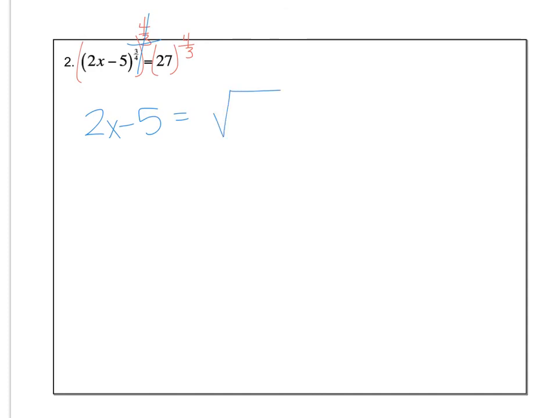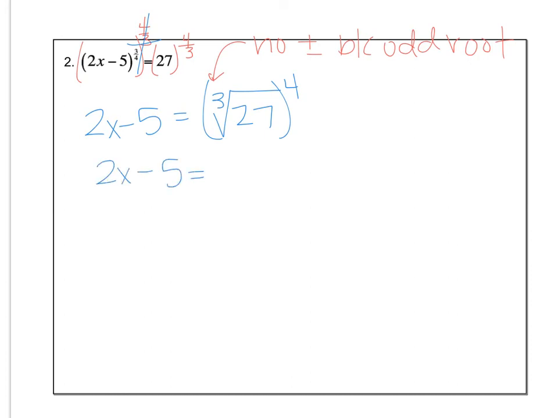Let's rewrite that, that's going to mean the cube root of 27 to the 4th power. And then we look at that, that is the cube root. Cube roots do not need plus or minus signs because they're odd. So no plus or minus because it's an odd root. So this goes back to that very first lesson we did this chapter. It's only the even roots that need plus or minus signs. So we get 2x minus 5 is equal to, the cube root of 27 is 3, and then 3 to the 4th power is 81.